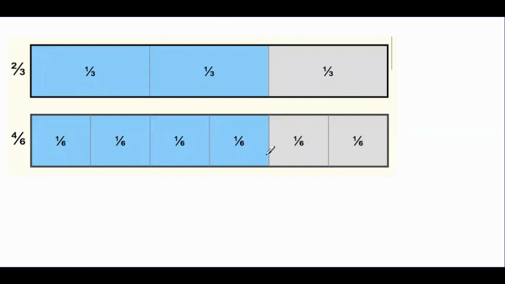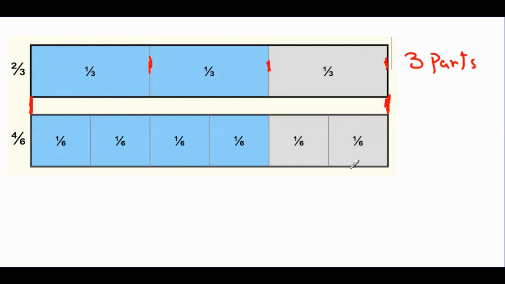Let's understand equivalent fractions in a different way, using the bar model. Here I have 2 bars. This is the first bar, and this is the second bar. They are the same length. The first bar, I divided it into 3 equal parts: 1 part, 2 parts, 3 parts. So the whole bar is divided into 3 equal parts.